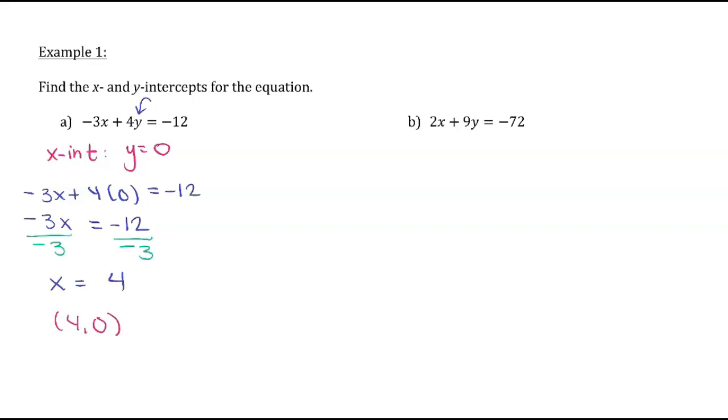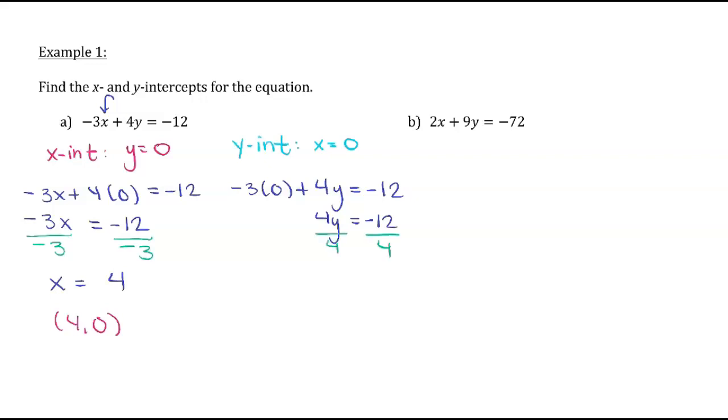Now let's look for a y-intercept. To find a y-intercept, we need to set x equal to 0. Substituting x equals 0 into our original equation, we have -3 times 0 plus 4y equals -12, and we can solve for y. -3 times 0 is 0, so this leaves us with 4y equal to -12. Dividing both sides by 4, we have y is equal to -12 divided by 4, or -3. That means that we have a y-intercept of 0, -3. X is 0 and y is -3.